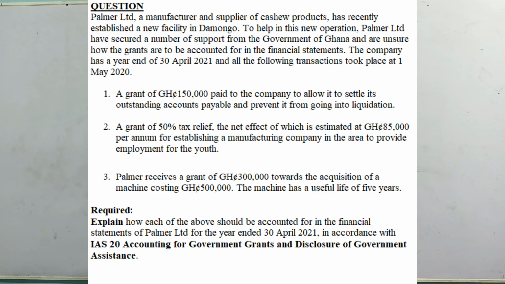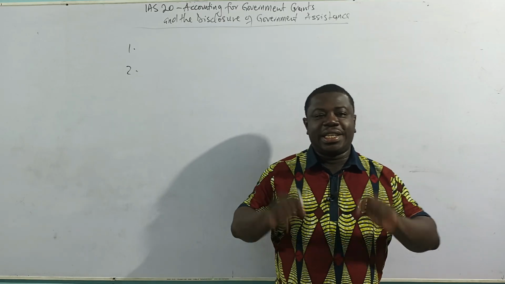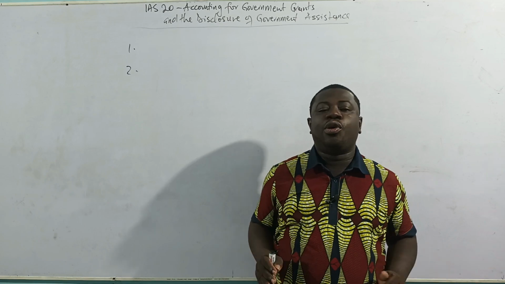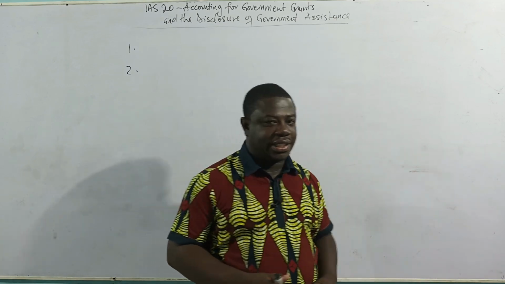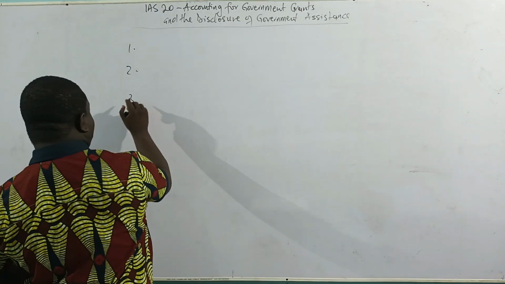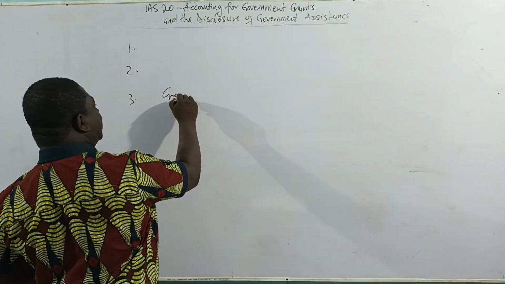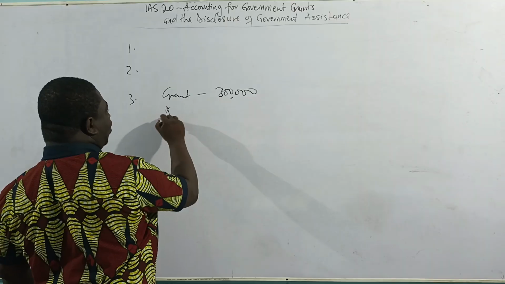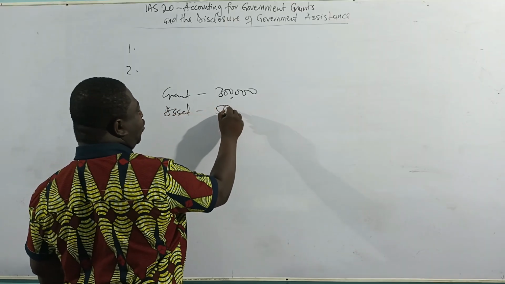Palmer receives a grant of 300,000 Ghana cedis towards the acquisition of a machine costing 500,000 Ghana cedis. The machine has a useful life of 5 years. Now, this one is a grant relating to assets because it is given to purchase a non-current asset. So the third point, the value of the grant received is 300,000, if I'm right. And then the value of the asset they are going to buy is 500,000.